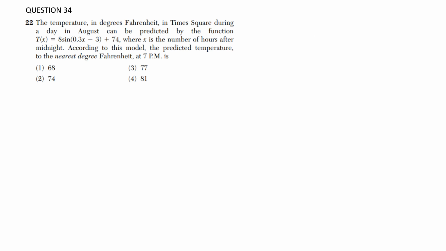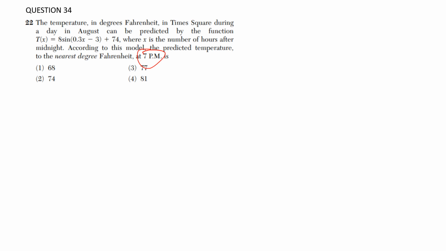Okay, in this next problem, question 34, we are given the degrees Fahrenheit in Times Square during a day in August by this function T of x equals 8 sine of 0.3x minus 3, plus 74, where x is the hours after midnight. According to this model, the predicted temperature to the nearest degree at 7 p.m. is... Okay, so let's get the easy part out of the way.